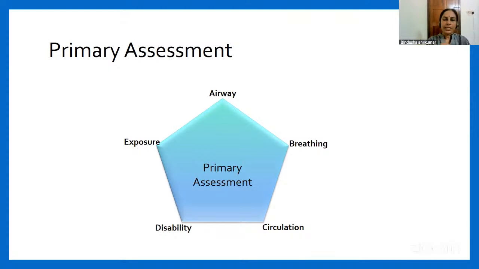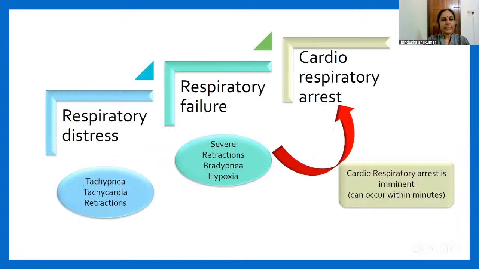Okay, after the end of your primary assessment, you will reach a physiological classification. Suppose the patient is having any problem with the respiratory system, the patient may either have respiratory distress or respiratory failure. What do you mean by respiratory distress? The patient has an increase in the work of breathing, so the child may have tachypnea and retractions. There may also be tachycardia. But at the same time, the patient will be able to maintain oxygenation.